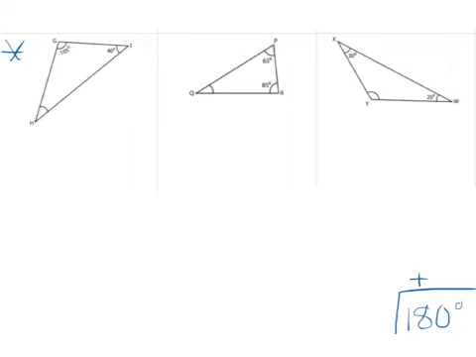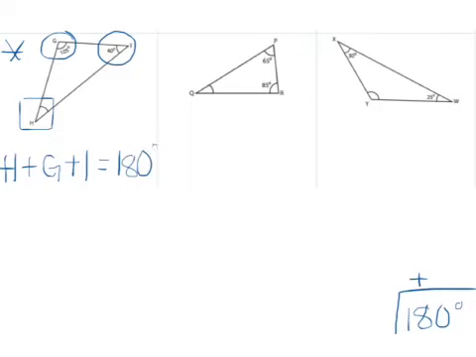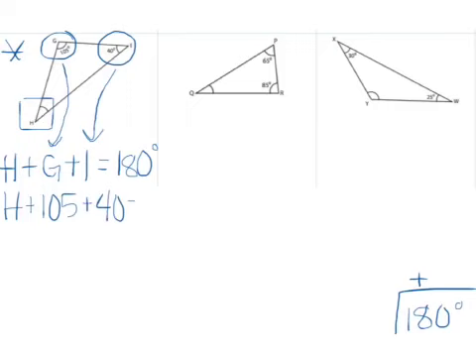The angles we were given are 105 degrees and 40. We're needing to find what h is equal to. So all we do is add them up together and make sure they equal 180 degrees. We have h plus g plus i equals 180 degrees, our 3 different angles. Now I'm going to replace the numbers and plug them in. h stays the same because that's what we're going to find. g turns into 105 and i becomes 40, and they have to equal 180 degrees.